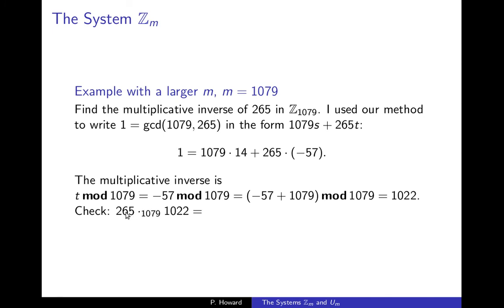And then the check isn't too bad. I'm assuming you can do this on your calculator. We would be calculating 265 times 1022 mod 1079, and you do get a 1. So here is the theorem.